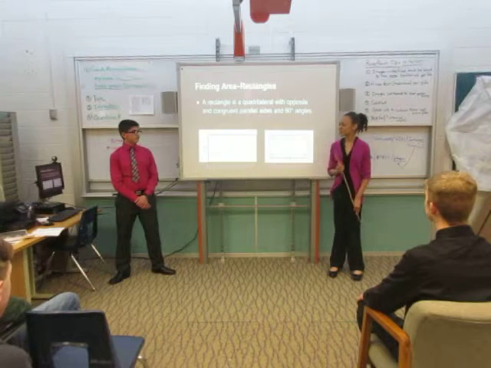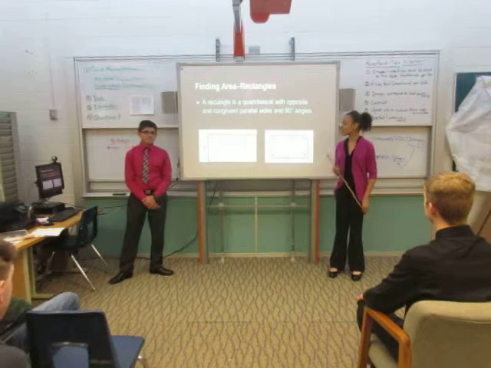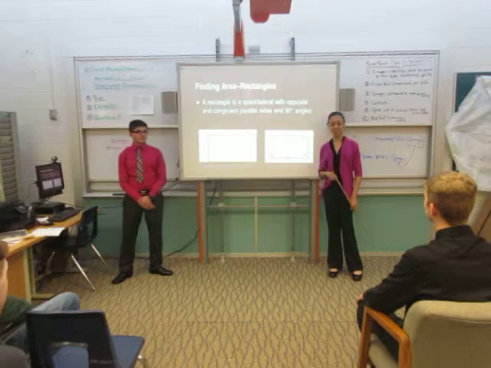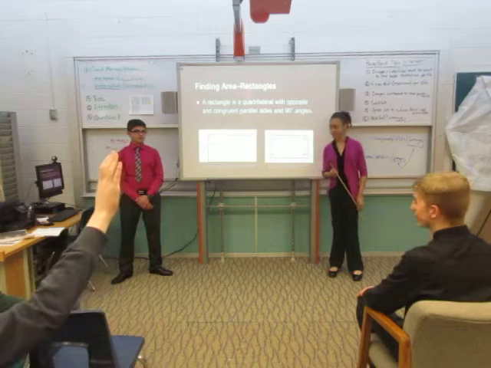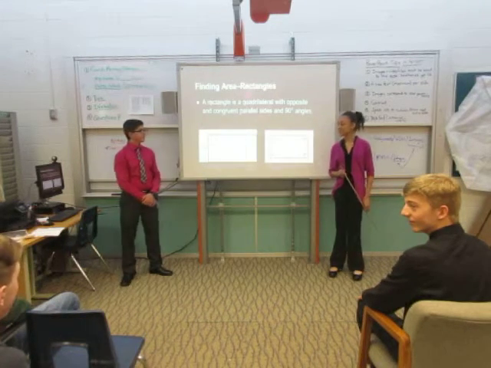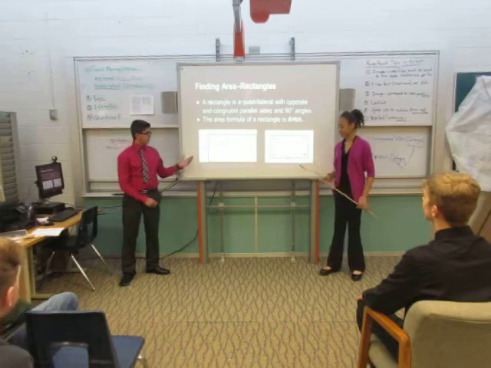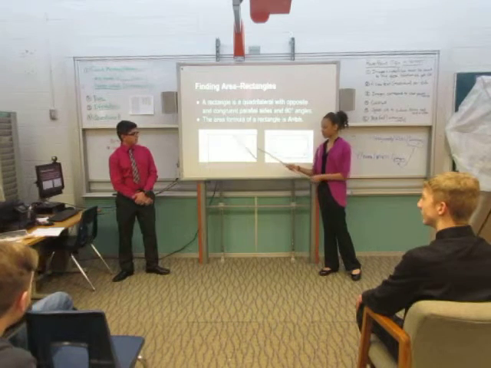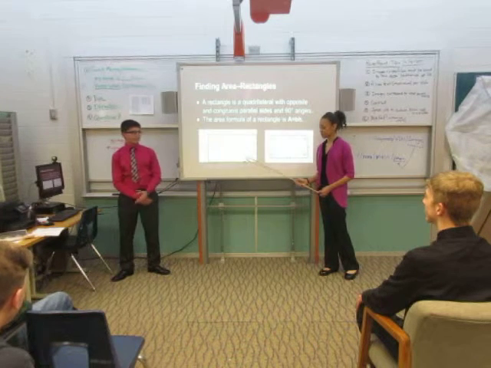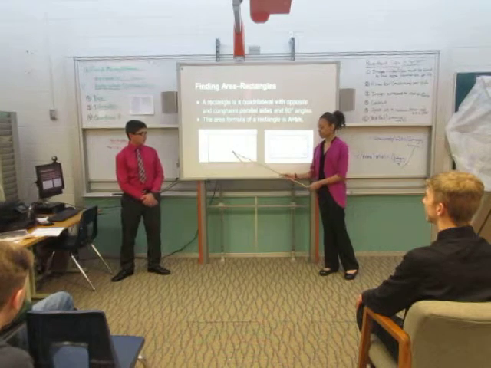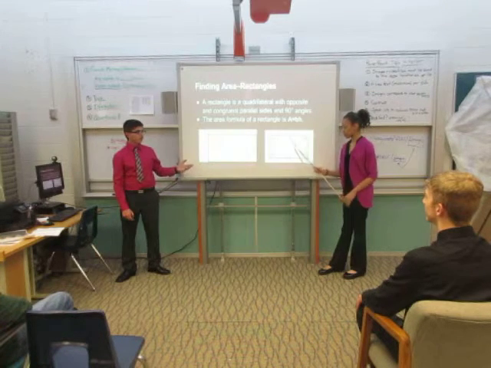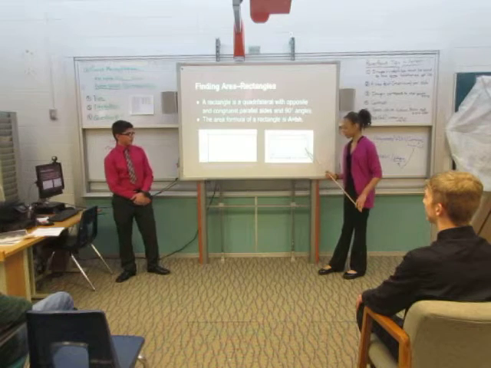A rectangle is a quadrilateral with opposite congruent parallel sides and all 90-degree angles. Does anyone know the area formula for a rectangle? That is also area equals base times height. You're correct. In this rectangle, we have the base, which is 9, and the height, which is 4. Multiply that, you get 36 centimeters squared, which is the area of the rectangle. In that rectangle, the tick marks represent congruency, and each corner has a 90-degree angle.